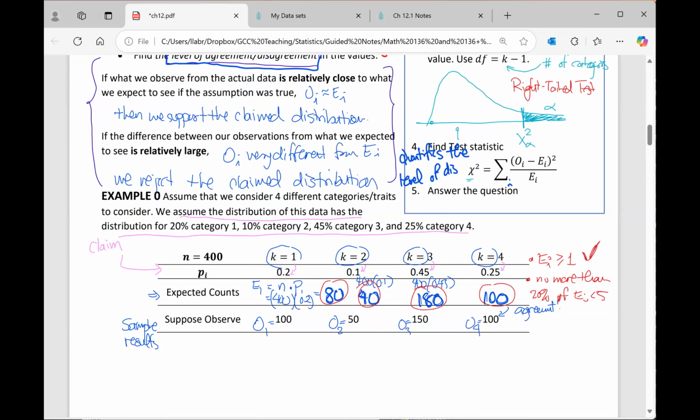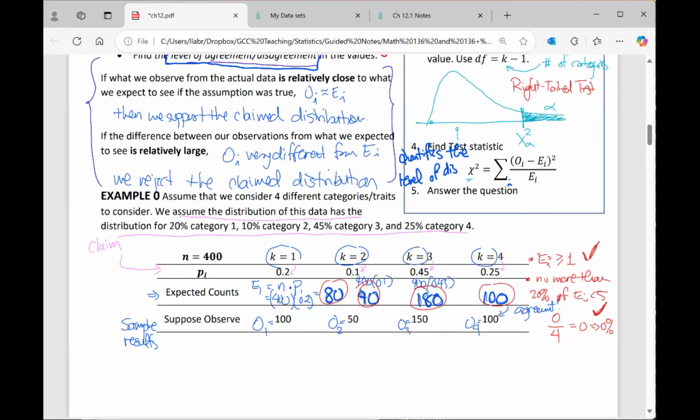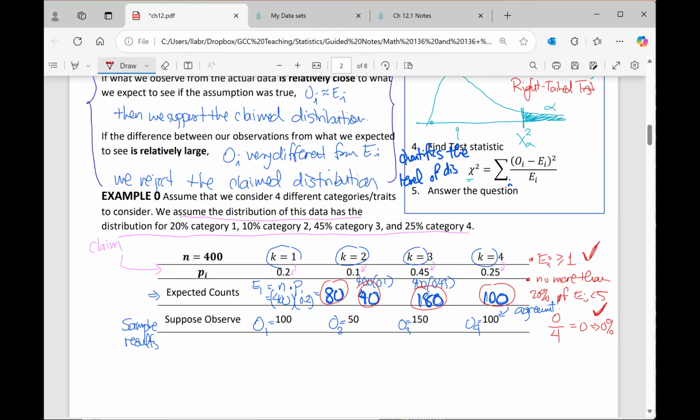How many of the counts here are less than 5? None. So let's go ahead and get a proportion for the number of expected counts less than 5. We have 0 out of how many expected counts? 4. That translates to 0%. So that is also met. Okay, so these are our new requirements.